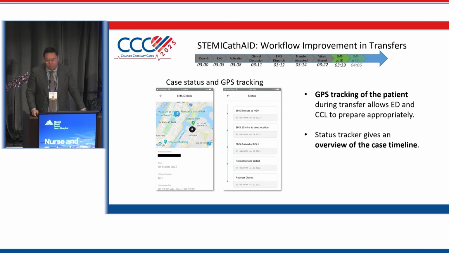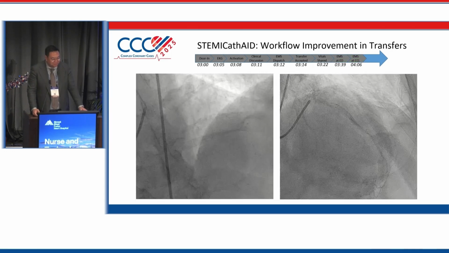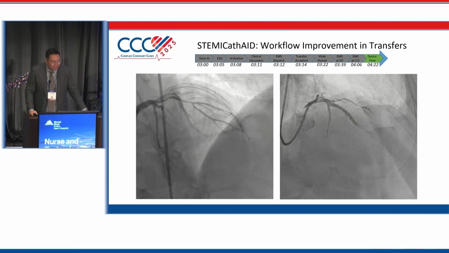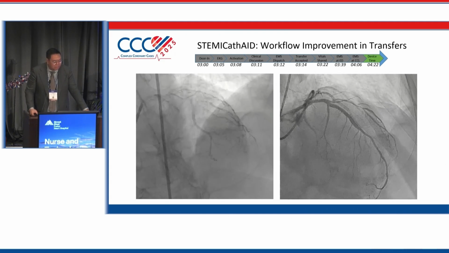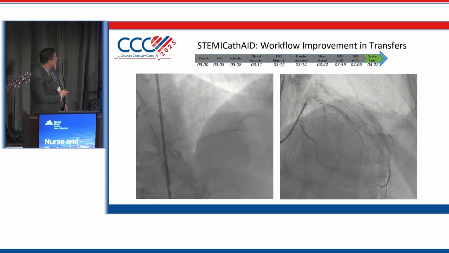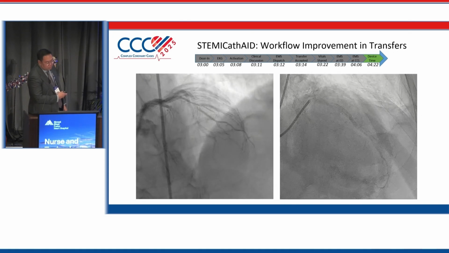GPS tracking of the patient allows the ED to know when the ambulance is coming, and for the cath lab to know when the patient has arrived. So this patient was having an anterior STEMI at Mount Sinai Queens. We can see that his LAD was completely occluded, and we put one stent in his mid-LAD.